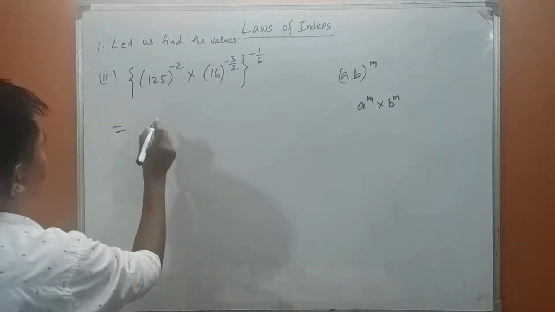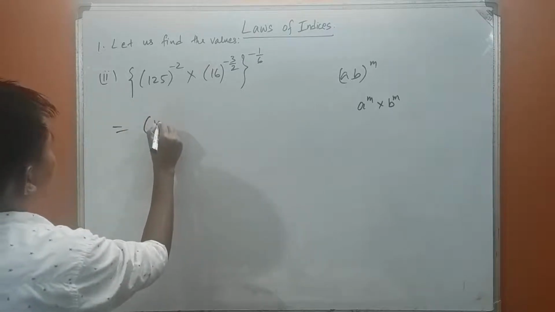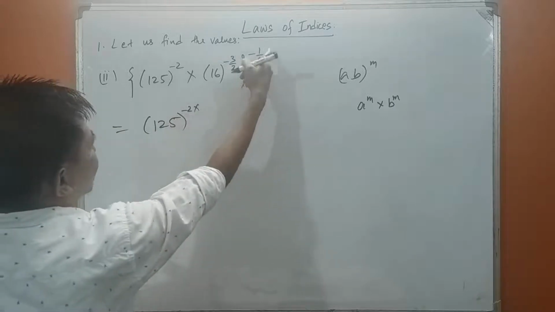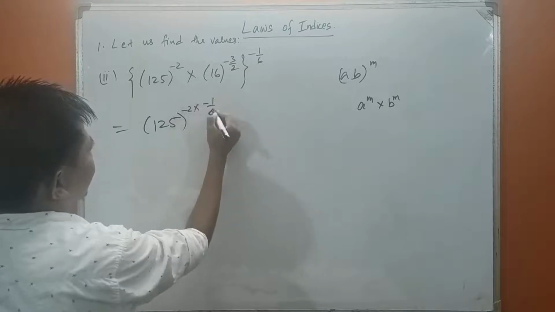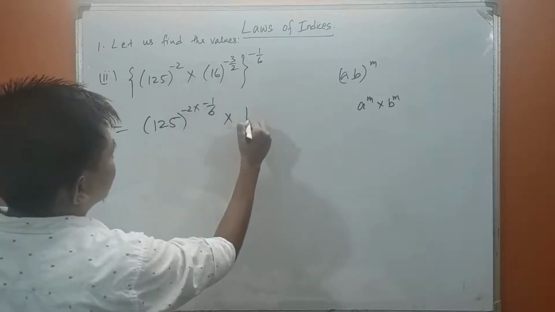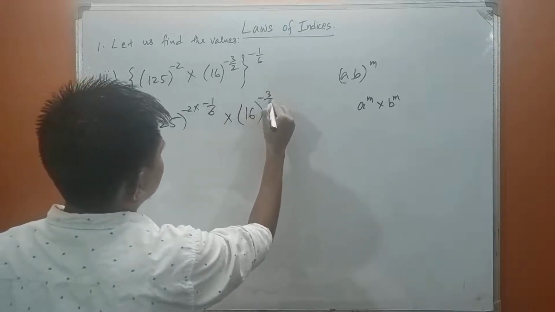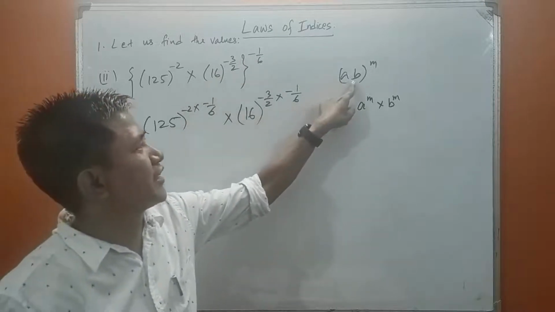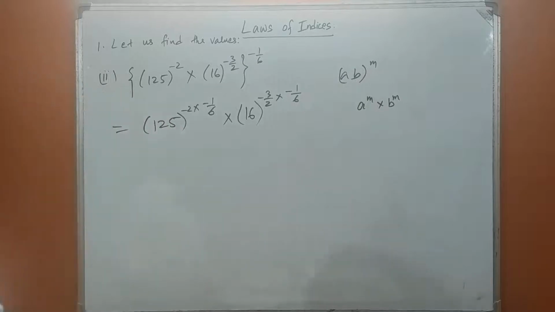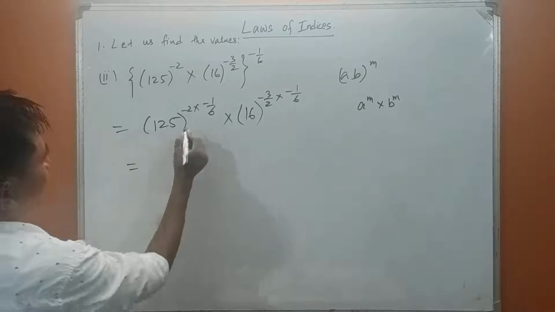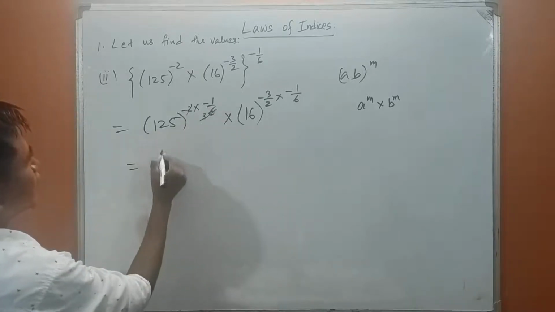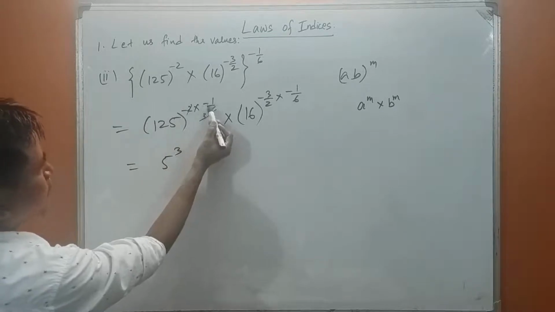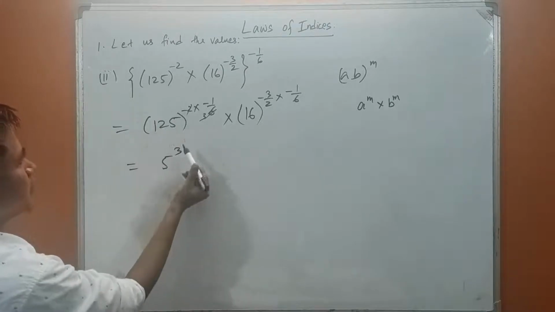Now, 125 to the power minus 2 into minus 1 upon 6, isn't it? This into 16 whole upon minus 3 by 2 into minus 1 upon 6, isn't it? I wrote this minus 1 upon 6 here also, like (ab) whole to the power m means a to the power m into b to the power m, okay? Now, 2 ones are 2, 2 threes are 6, isn't it? So, 125 means 5 cube, isn't it? 5 cube, so minus into minus is plus, plus 1, so 3 ones are 3, okay? 125 cube. I hope you are getting me.